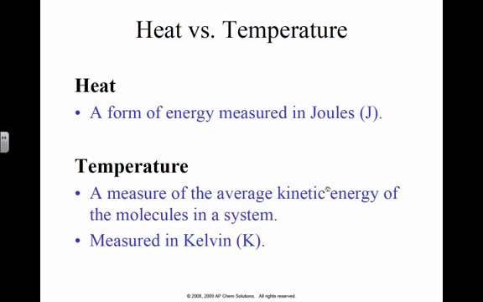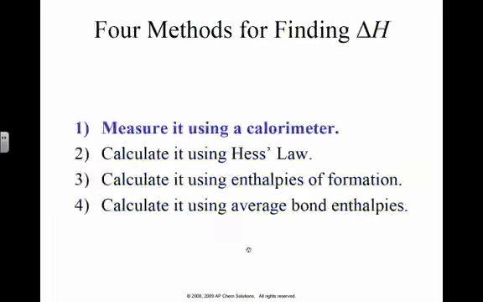That would be endothermic. We're going to be using words like heat and temperature. They are different. Heat is a form of energy that's measured in joules. It's also measured in calories. We'll get to that in a second. Temperature is the measurement of the average kinetic energy, or how fast the molecules in a system are moving. And it's measured in Kelvin. You guys are familiar with Kelvin.